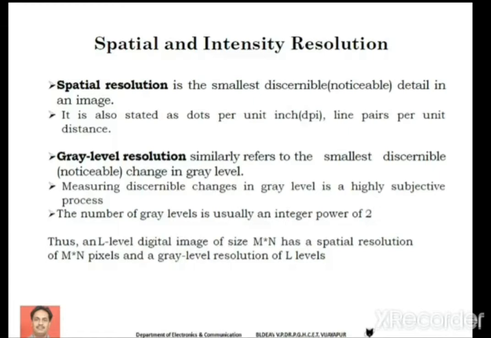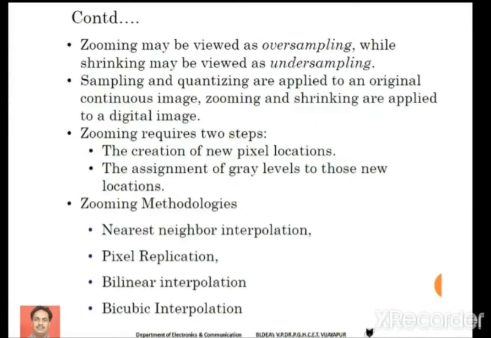Next we have two important concepts to be discussed in this class. One is called zooming, and the other process we call shrinking. Zooming can be viewed as oversampling, and shrinking can be viewed as undersampling. In case of zooming, you are going to increase the number of samples or number of pixels. But in case of shrinking, you are going to decrease the number of samples.